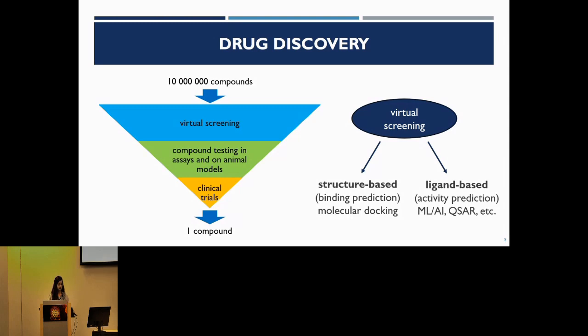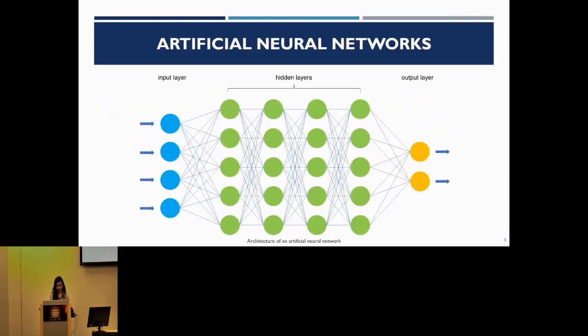In GPCRVS, ligand-based virtual screening is implemented through a neural network in TensorFlow and a gradient boosting machine in LightGBM. So artificial neural networks are computational models that are inspired by the structure and function of the human brain.